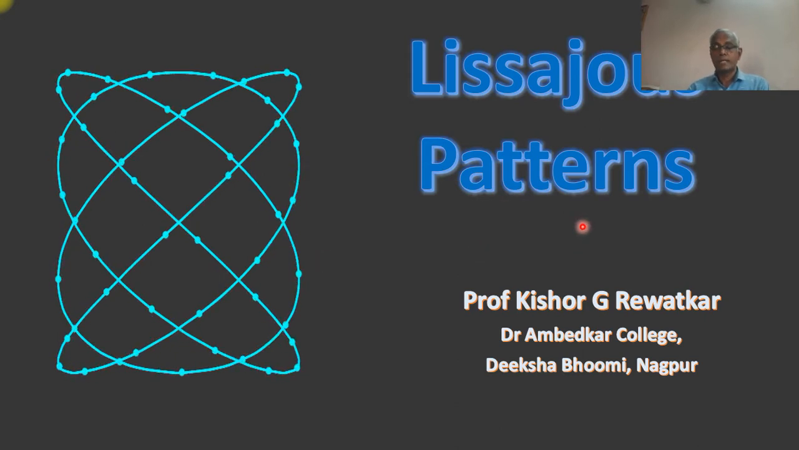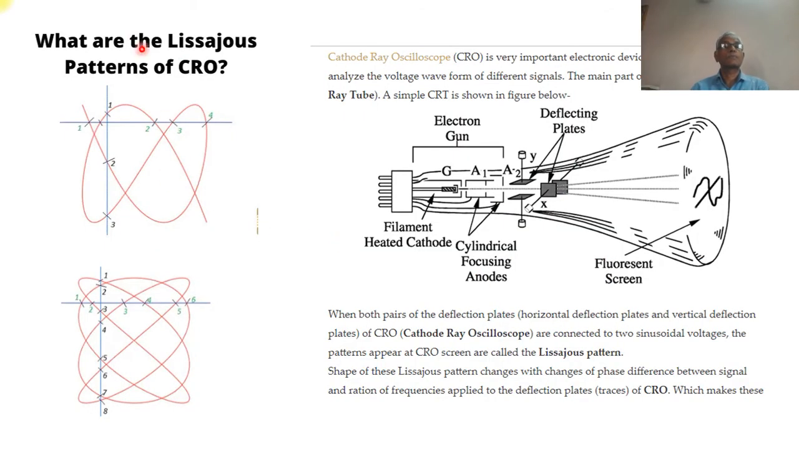This is a very important part of simple harmonic motion, and we can give a simple idea with the help of two waves. There is a simple way by which students can understand this Lissajous figure in the laboratory with the help of the CRO, that is, the cathode ray oscilloscope. Now, what are the Lissajous patterns on the CRO? This is one such pattern of the Lissajous figure traced out on the CRO. This is also another kind of pattern that we'll see in detail.